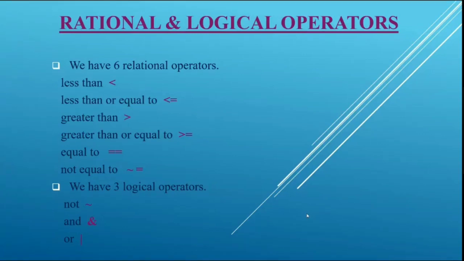In MATLAB, we have single ampersand and single or, and also double ampersand and double or. Single ampersand is used for matrices and double ampersand is used for individual elements. Similarly, single or is used for matrices and double or is used for individual elements.